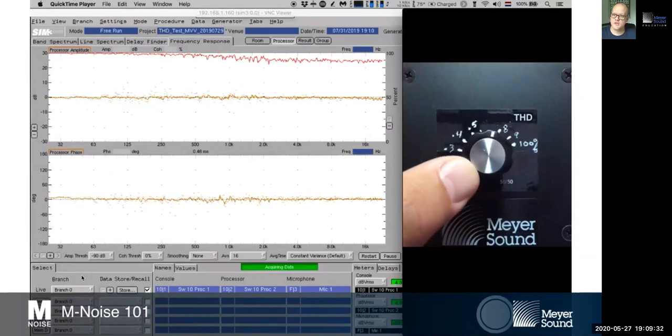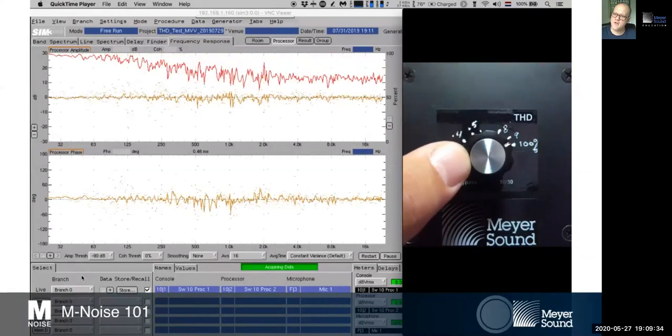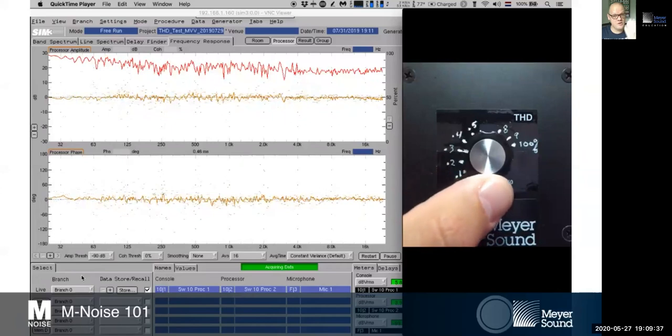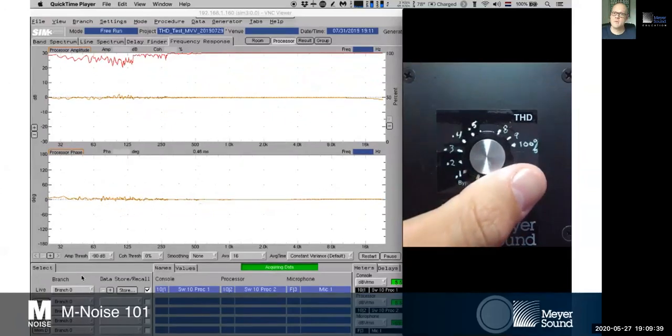So first using noise. If I crank up the potentiometer all the way to 100%, you notice that coherence drops. But it's also true for music.